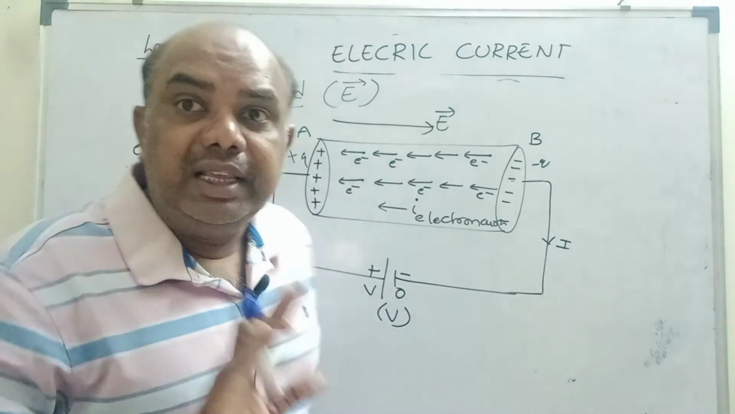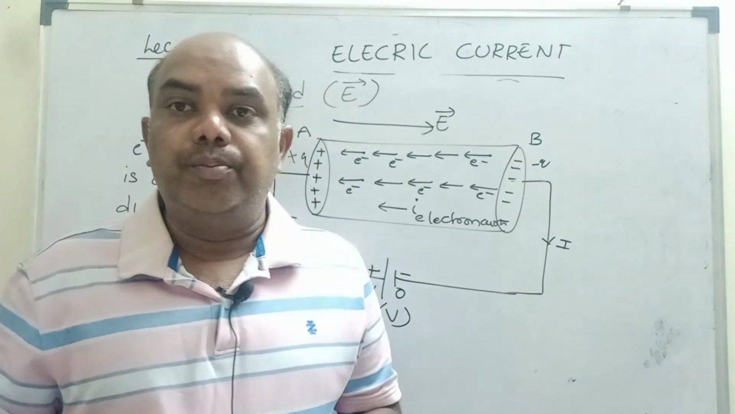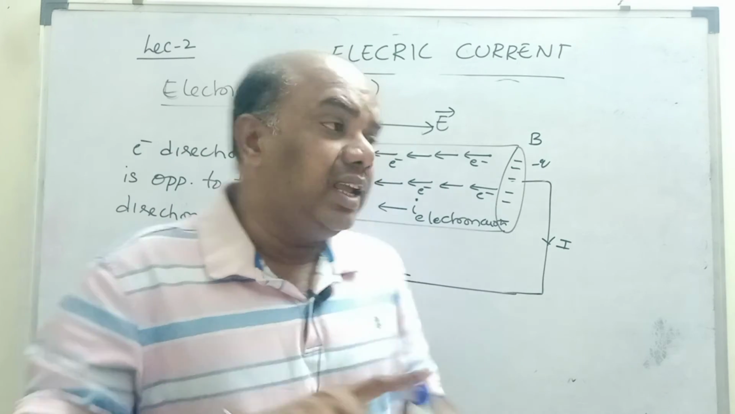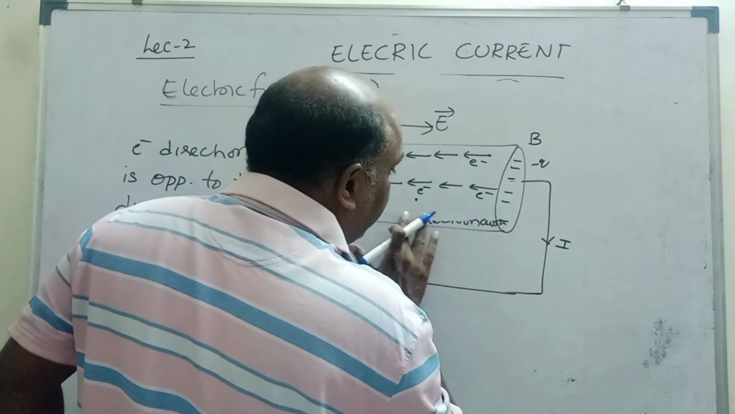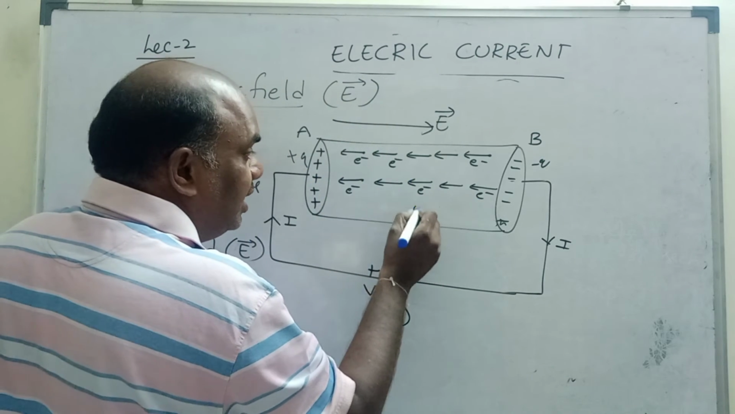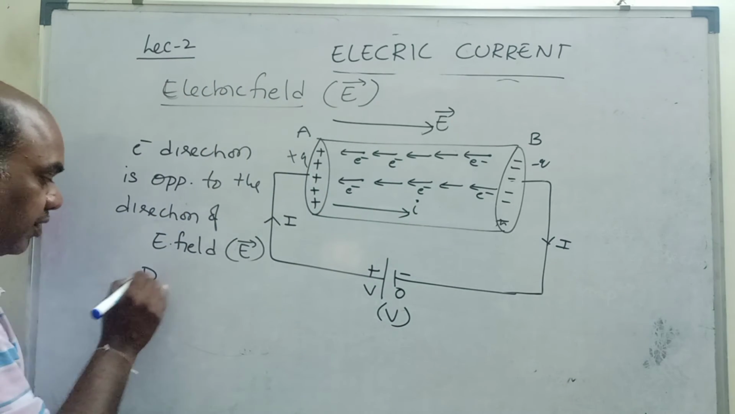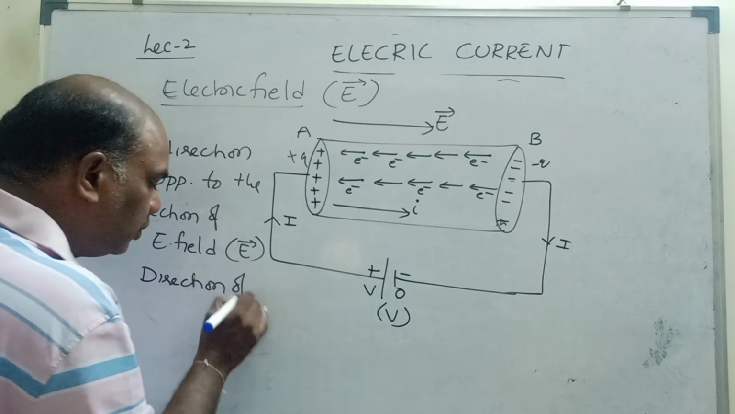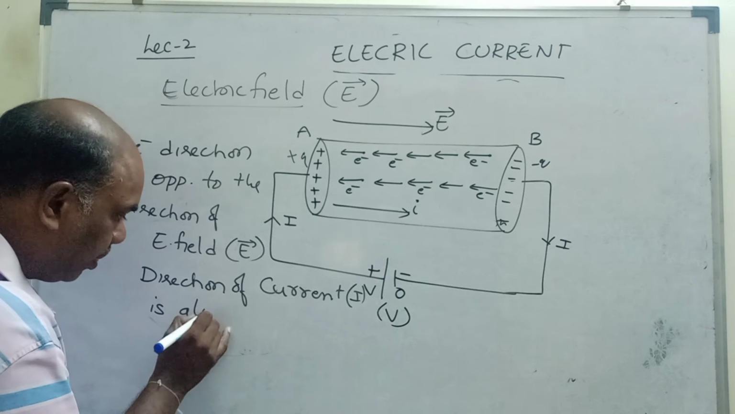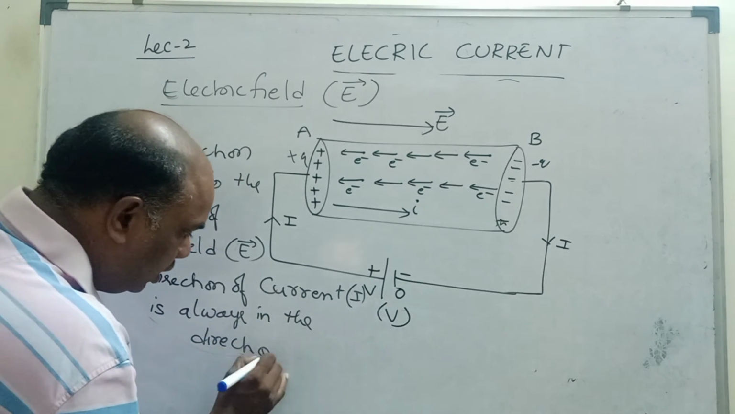But remember, children, electron current is never considered as current. We will consider conventional current. Conventional means for our convenience. For our convenience, we are not taking the current in the direction of the electrons. We will take the current direction in the direction of the electric field. The direction of current I is always in the direction of the electric field.